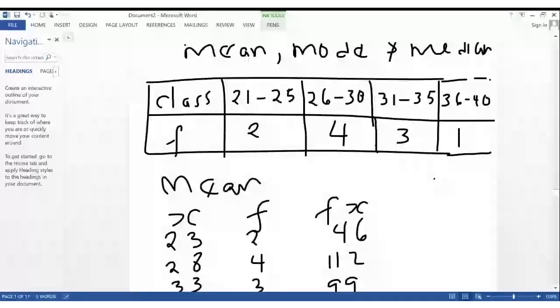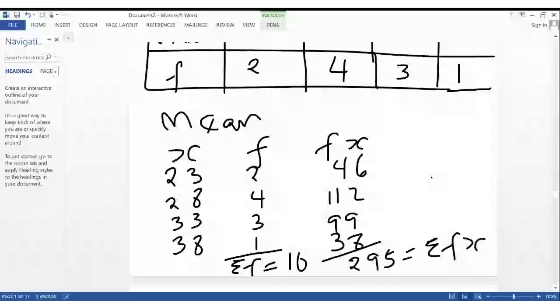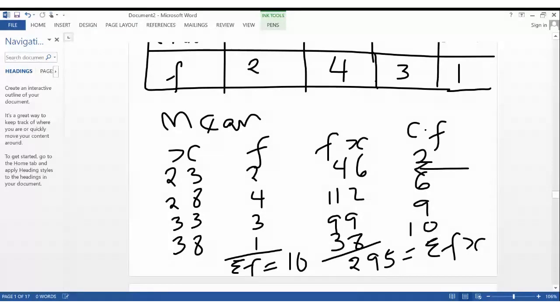So the cumulative frequency for this one is 2. And then this one becomes 6. 6 plus 3 you get 9, and then the total is 10. So we can see that 5 is falling between there. That is where our n over 2 is falling.